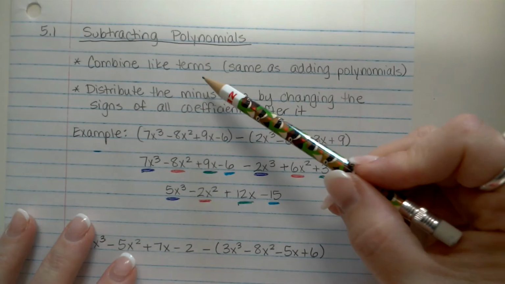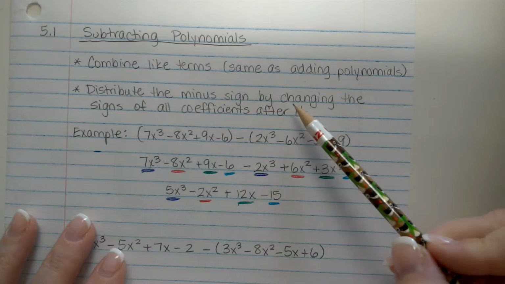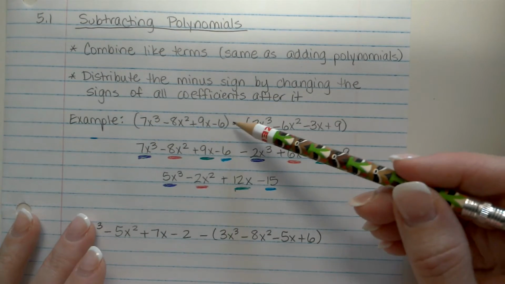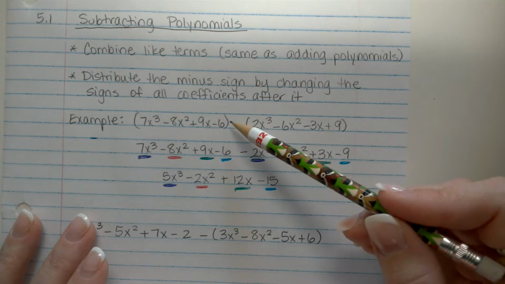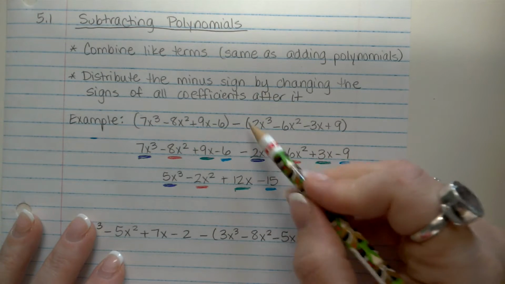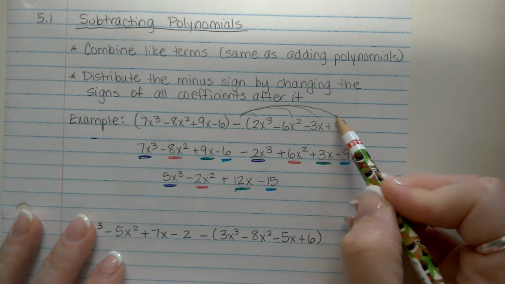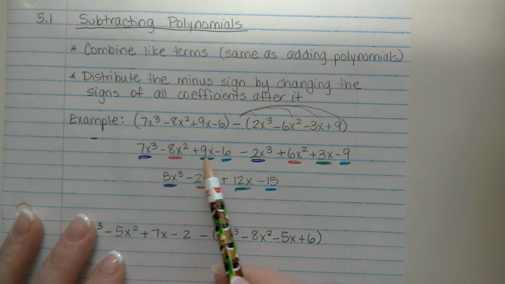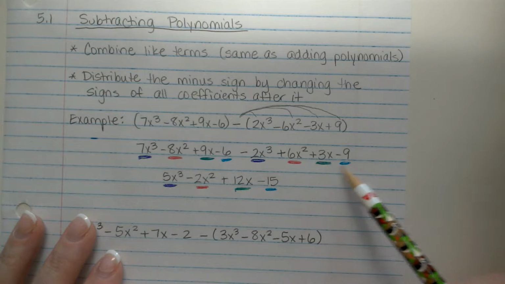All right, so let's talk about subtracting polynomials. Again, you're going to only combine the like terms, kind of like what we did with adding, but you're going to distribute the minus sign by changing all the signs of the coefficients afterward. For example, this polynomial minus this second polynomial, this negative has to be distributed to each term that it's affecting. Since this minus doesn't affect what we started with, all of those terms just get copied down exactly the way they are. It's really helpful to go ahead and distribute it and rewrite it.